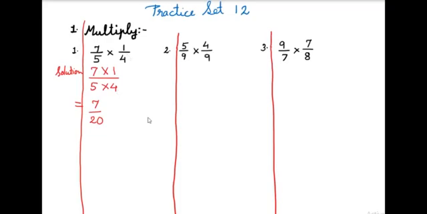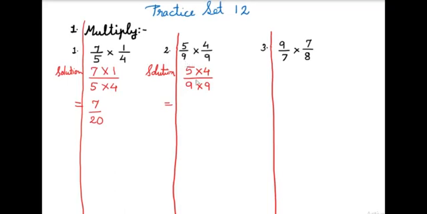Now let's move on to the next second sum, that is 5 upon 9 multiplied by 4 upon 9. First we'll write numerator 5 multiplied by numerator 4, and 9 into 9, these are the denominators. Now again 5 and 9, 4 and 9: do they come in each other's table? No. Cross way will you check? Then no. So we will just carry out the multiplication.